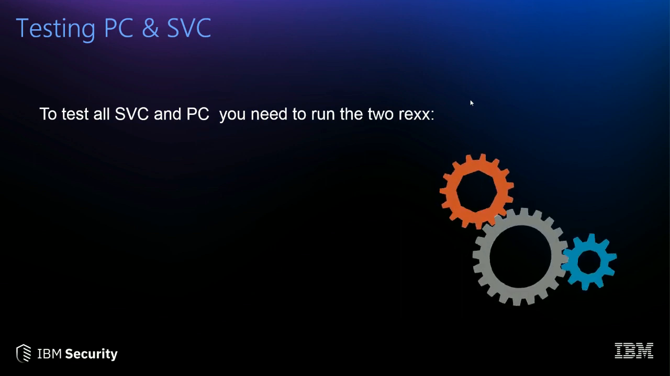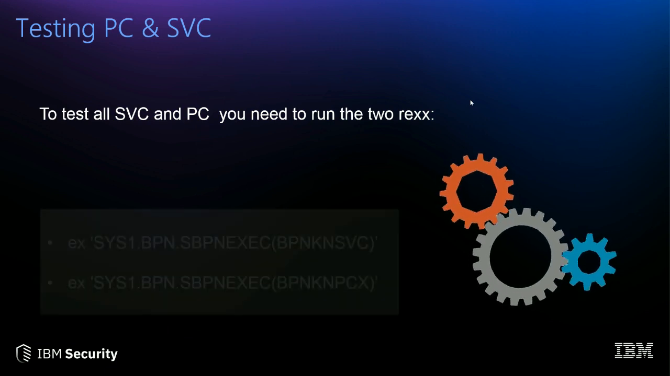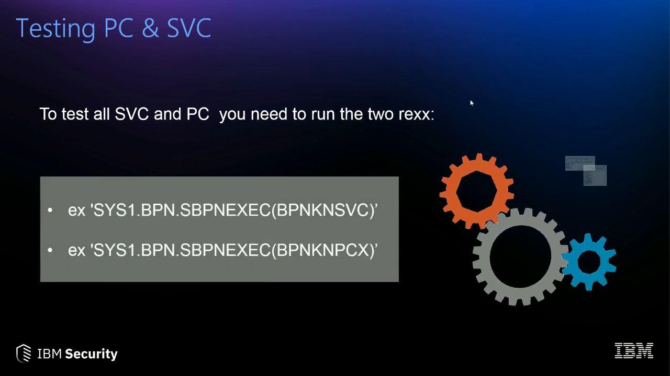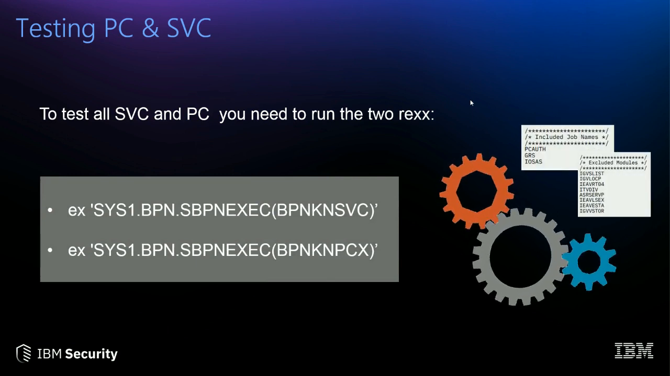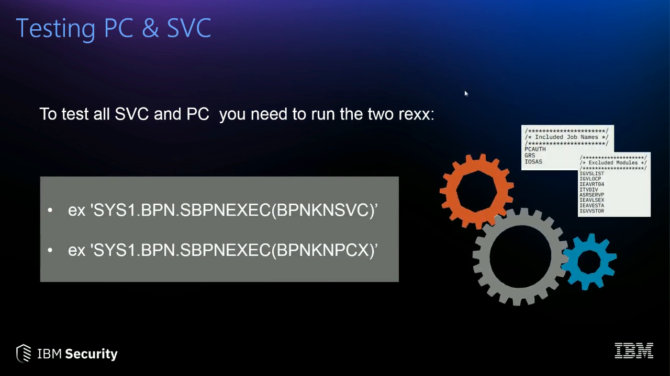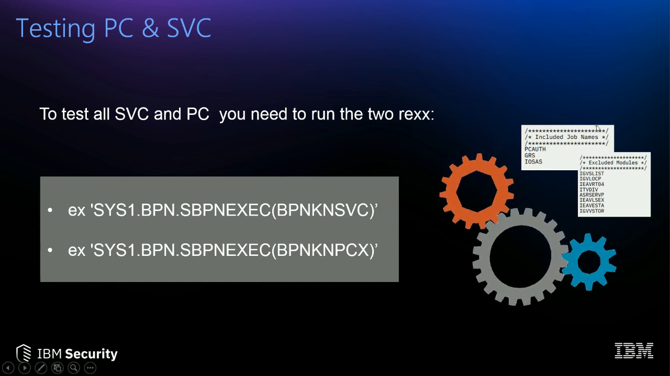To test all SVC and PC program calls, you need to run the two REXXs mentioned here: BPN.KNSVC, BPN.KNPCX. To limit the number of services tested in a run, optional parameters may be used when running the REXXs. For example, you can use the filtering, that is a good option, to include and exclude a list of services or modules. Okay.